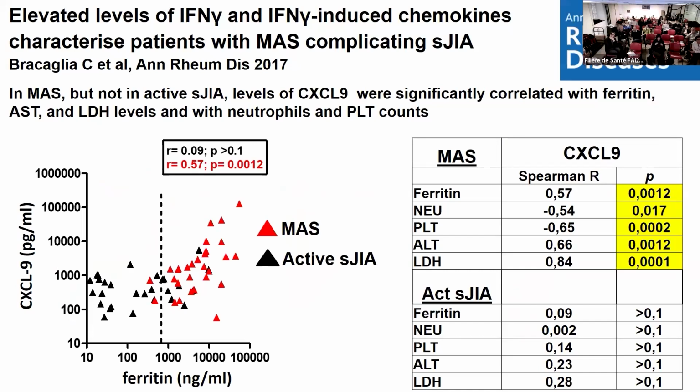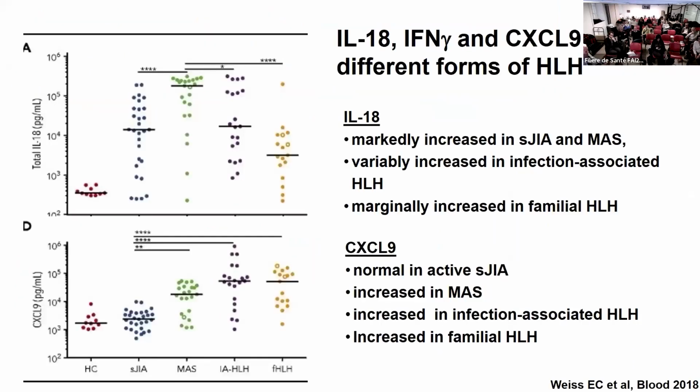The other thing we use is CXCL9, which we showed 6 years ago, 7 now, to be associated with parameters of severity of MAS, but not elevated during active Still's disease. You see CXCL9 elevated all over the board in MAS during SJIA, in infection-associated HLH, or in familial HLH. However, IL-18 is clearly more on this side. So it tells you where you are getting into that vicious circle.